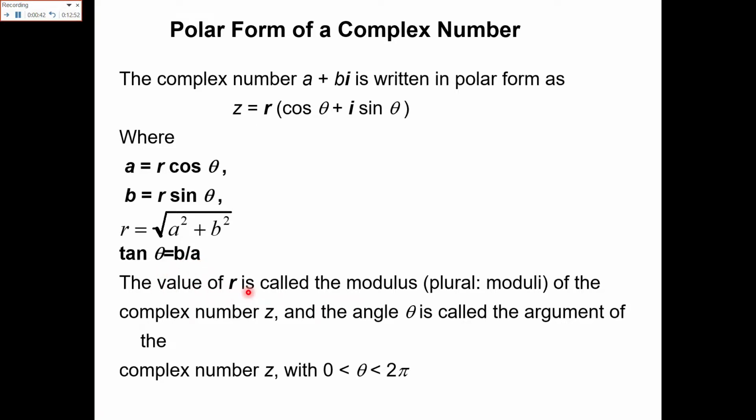The value of r is basically called the modulus of the complex number z, and the angle theta is called the argument of the complex number, where theta lies in the coordinate axis, which changes from 0 to 360 degrees, that is equal to 2 pi. So the angle changes from 0 less than theta less than 2 pi.